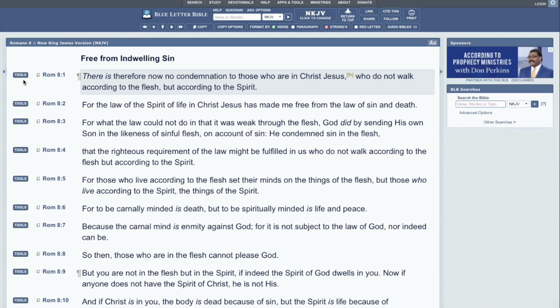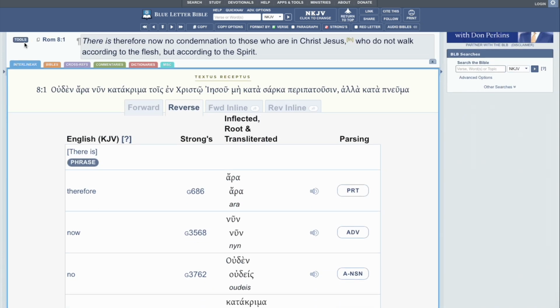So let's just say you're reading along here and you want to learn more about the verse. So you click on Tools, and you see these pop up here automatically: Interlinear, Bibles, Cross-References, Commentaries, Dictionaries, Miscellaneous. So let me just kind of show you how to do a Greek study real quick. Remember, we do a Greek study in the New Testament and a Hebrew word study in the Old Testament. That's the original languages. So we're going to click on Tools, and this all comes up here across the top. That's the same listing we just saw.